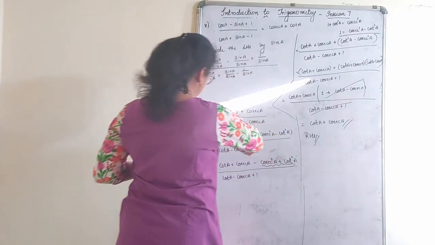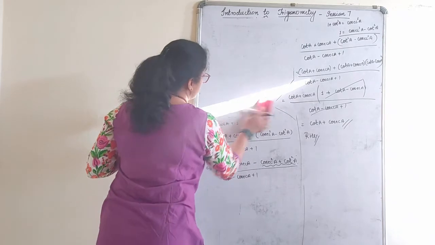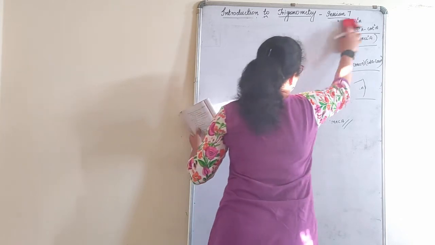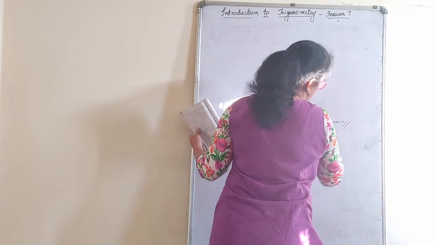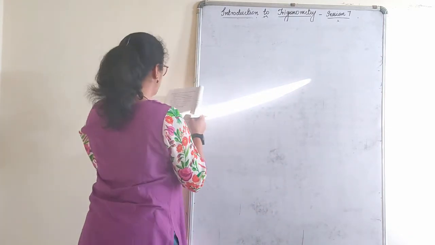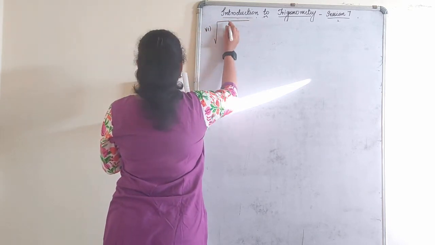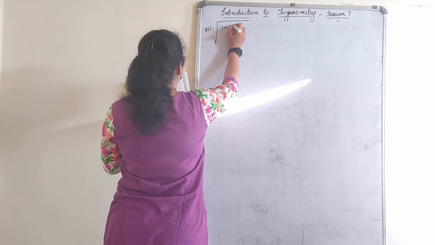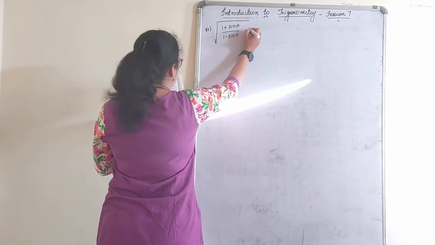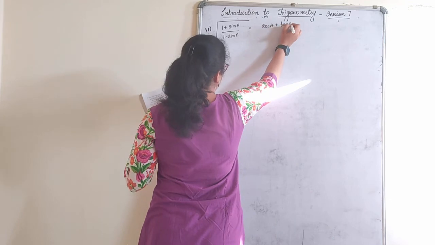Few more sums. So with today's class, we complete trigonometry, and by next session, we can start with applications of trigonometry. Sixth one: square root of 1 plus sine A over 1 minus sine A is equal to sec A plus tan A.